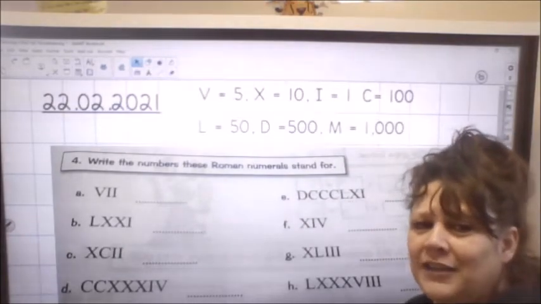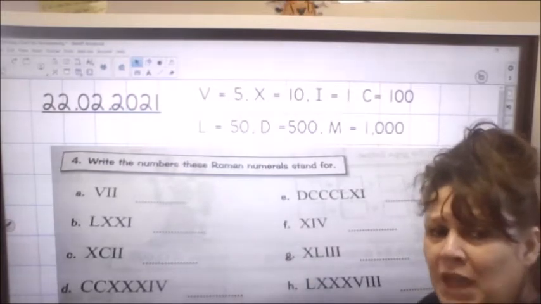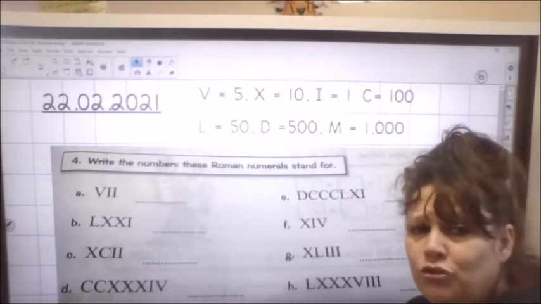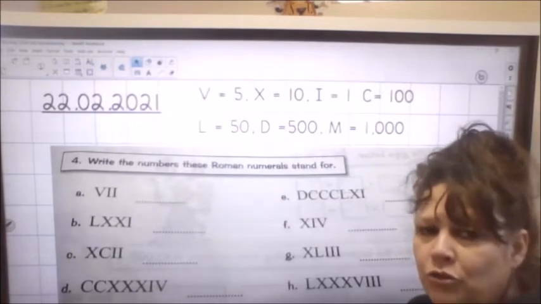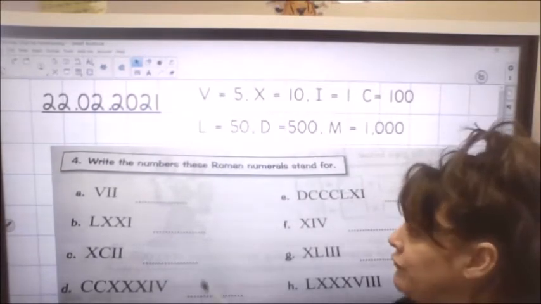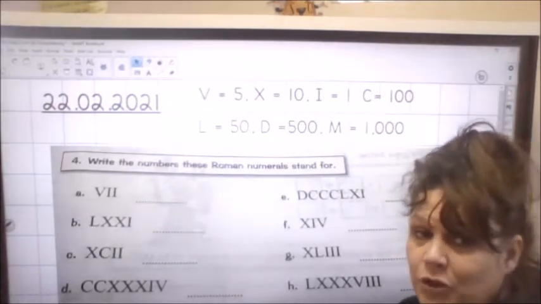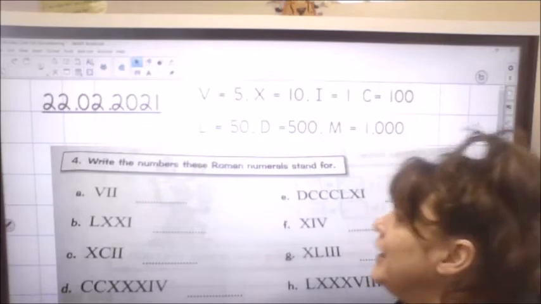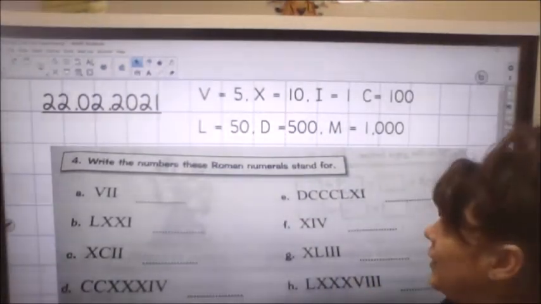Quite a while ago, we had a little look at these kind of symbols. Remember, Roman numerals, and you were pretty good at them, but I want to see how much you remember. So what you are going to do is convert these Roman numerals into our numeric system, the numbers that we know. So you need to know the value of each of the numerals.